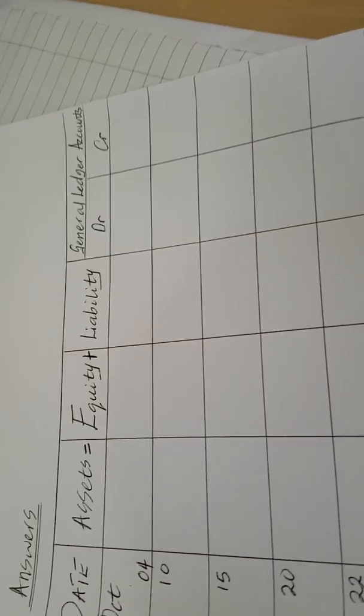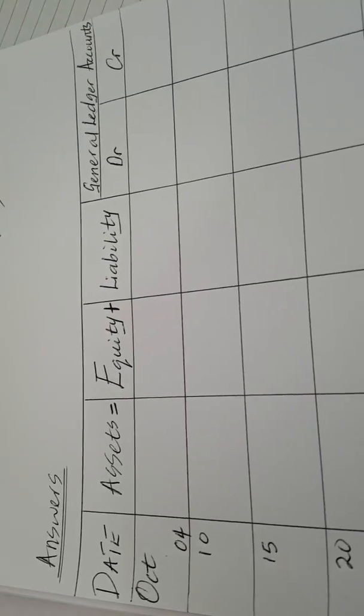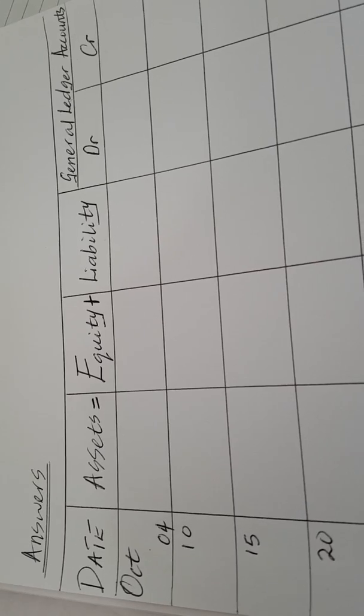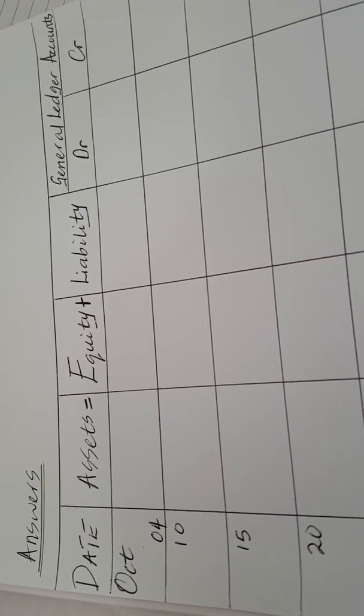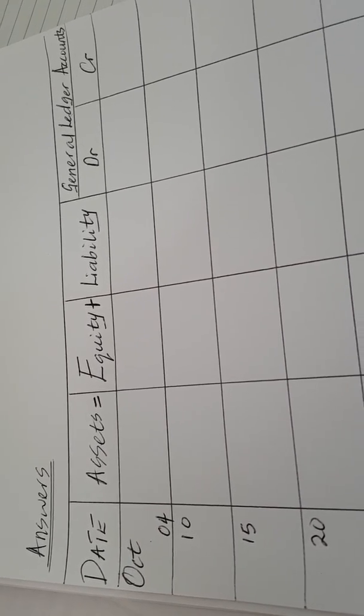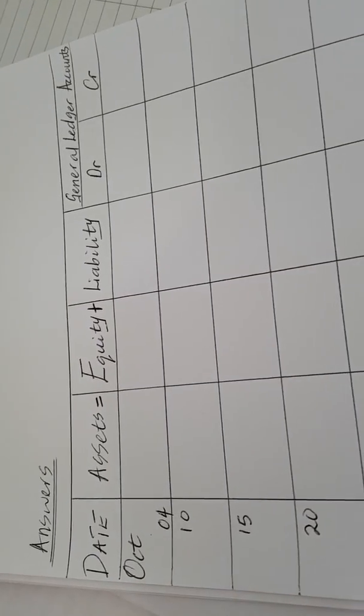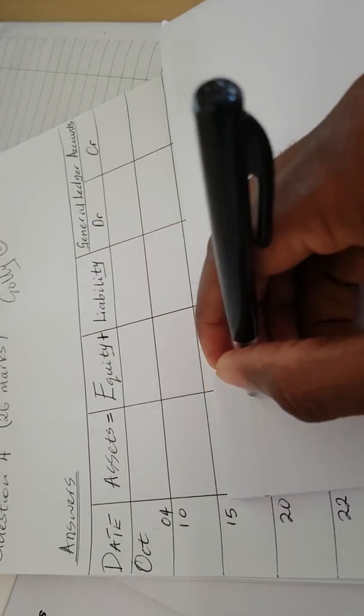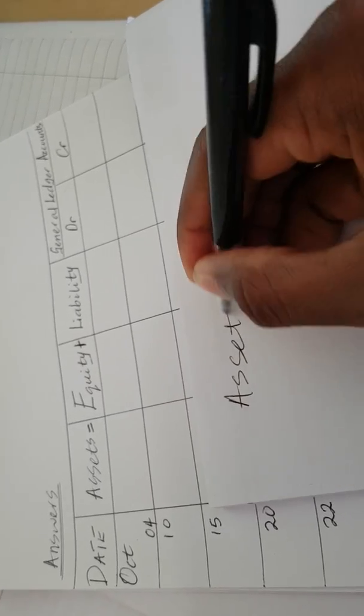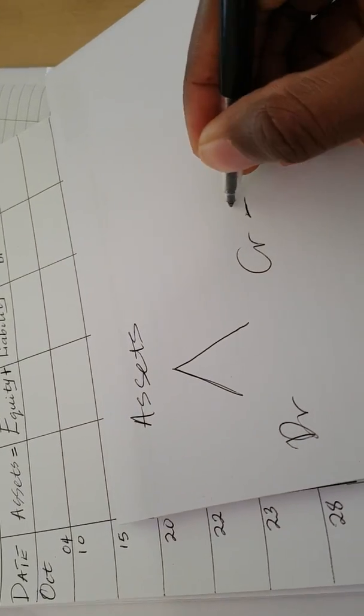So there is something which you must know again. On the accounting equation, we're talking about assets being equal to equity plus liabilities. So now the thing here is assets are positive on the debit side. Before I can start, you need to know this. We have assets, and we have many examples of assets. We have a debit side and we have a credit side. So they are negative on the credit side and they are positive on the debit side.